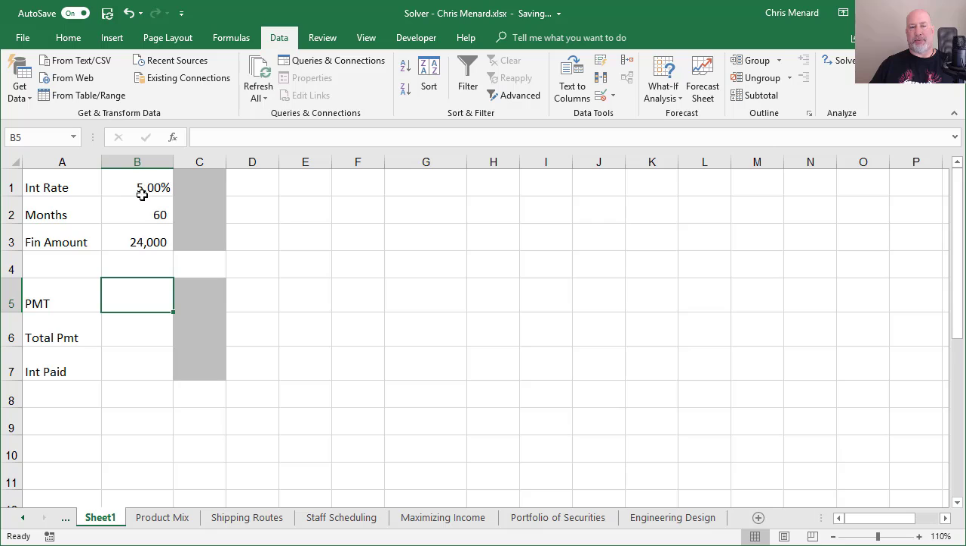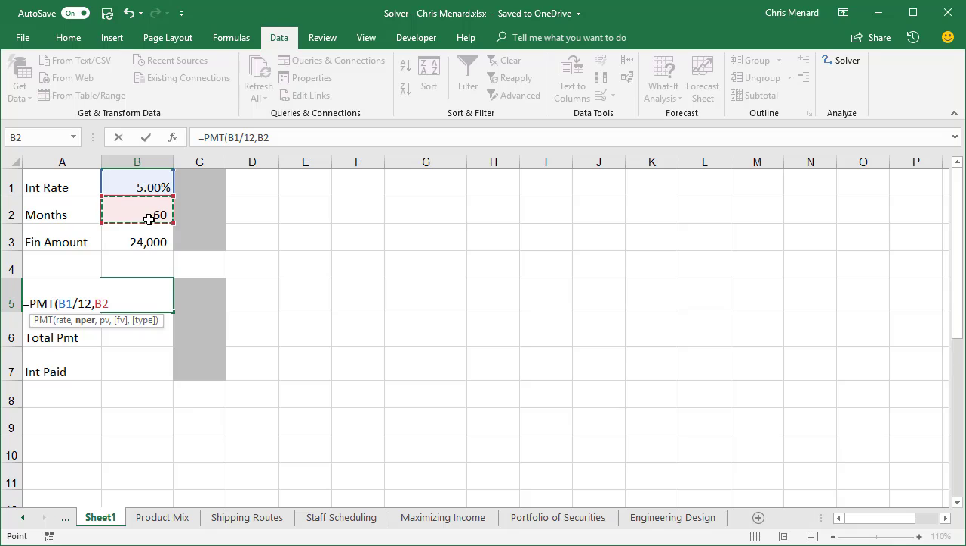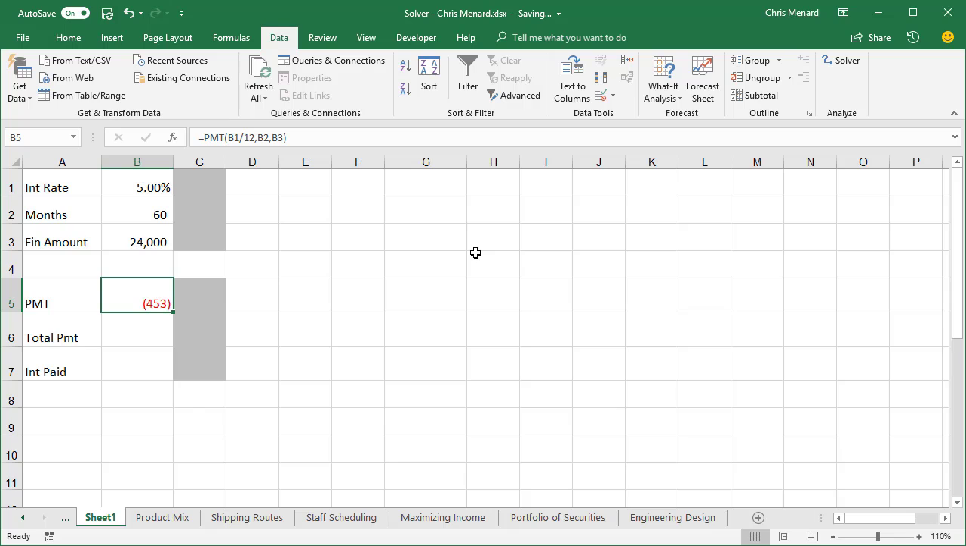Your payment for 5%, 5 years, 60 months, 24,000 is the PMT function. What interest rate are you looking for? B1, and you need to divide that by 12 because you pay your note monthly, comma, number of payments or number of periods, that's the number 60, B2, comma, PV is present value. How much money do you have to borrow today to get that car? This is after a down payment. It's after a trade-in. The other two arguments, FV and type, are not required. Press enter. There is your answer.